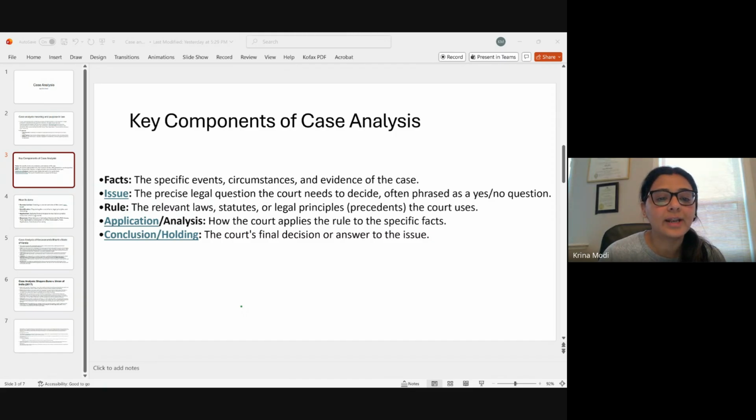Rule. The relevant rules, statutes, and legal principles. So is the driver liable? Let's just take my case and understand this case analysis. In my case, there was a driver who was driving for Uber. They met with an accident. The question here is, was Uber liable?